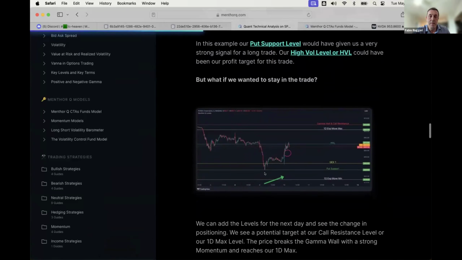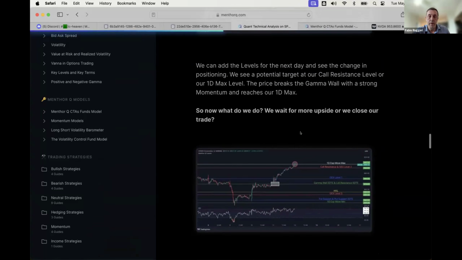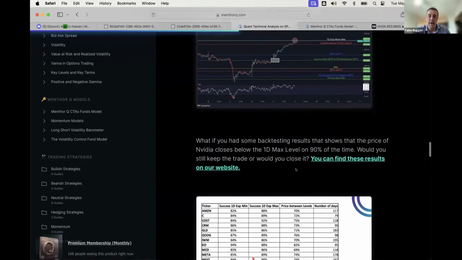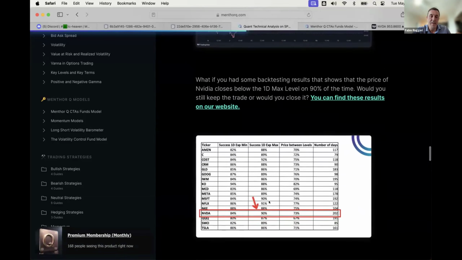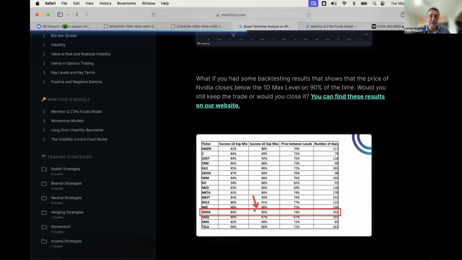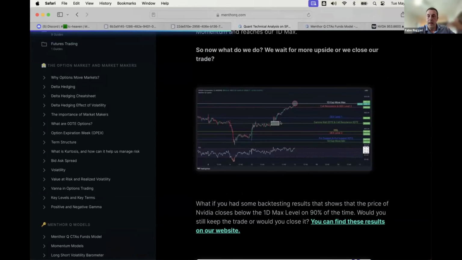So then what happens next? Then the price bounces off that level, and then where do you go next? So then you use additional levels like the eyeball level or the one-day expected move. And then let's say that you want to stay in the trade for the next day, and you can refresh the levels, and therefore the levels, there's a break above the gamma wall there. We're moving toward the one-day max. So now what do you do, right? And again, we have statistics, we have a backtesting exercise. So the price of NVIDIA, based on the history that we have, which is about 200 days, stays below the one-day max 90% of the time, right? So now if you are here, would you still keep your position? Would you manage it? How would you play that?